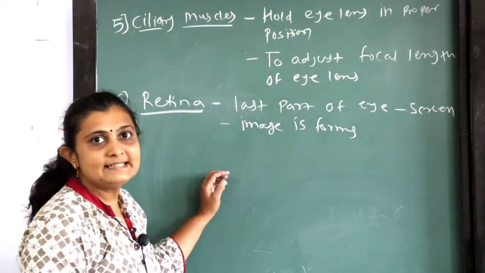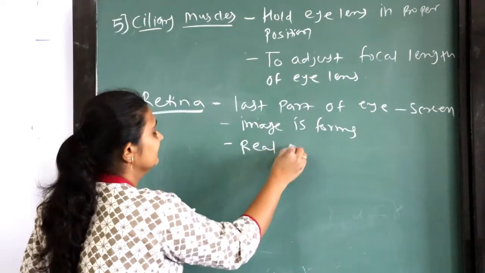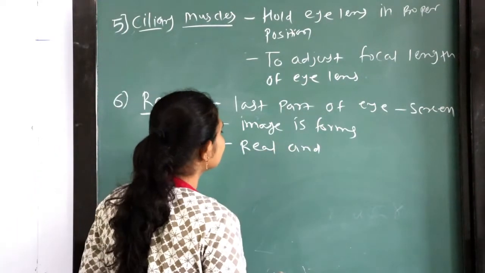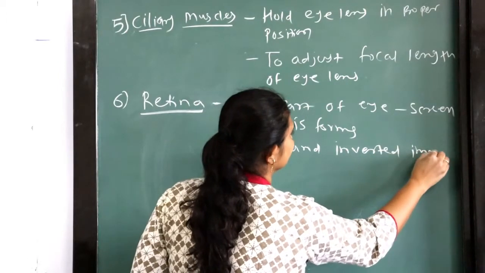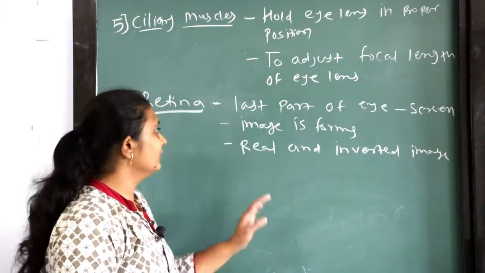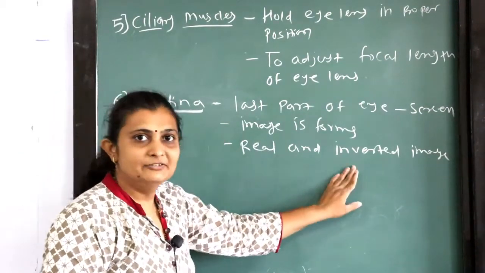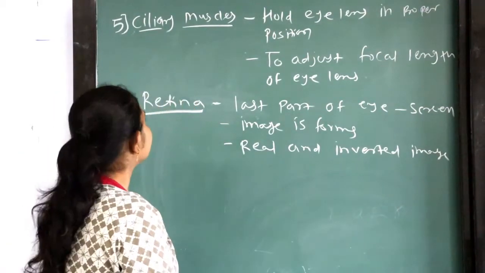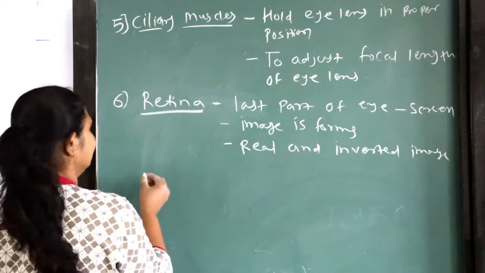As our lens is a convex lens, we get a real and inverted image of any object. On the retina, we get the image. That image is real and inverted. Now, the next part is optic nerves.